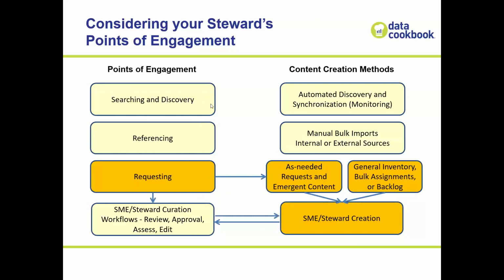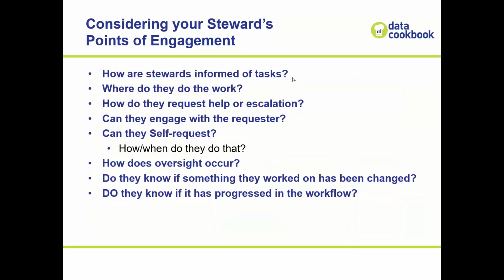So we talked about points of content. We're very focused on the searching and discovery and referencing things that are happening for your end users, or people who are engaging with this content. From a steward's perspective, some of the things to consider: how are they going to get informed of their tasks? Are they going to get an email? Are they going to log into some sort of queue? Where do they work? Are they going into your data governance tool, or are they working in spreadsheets? How are they engaging with the authoring of the content, and is submitting the content all in one place?